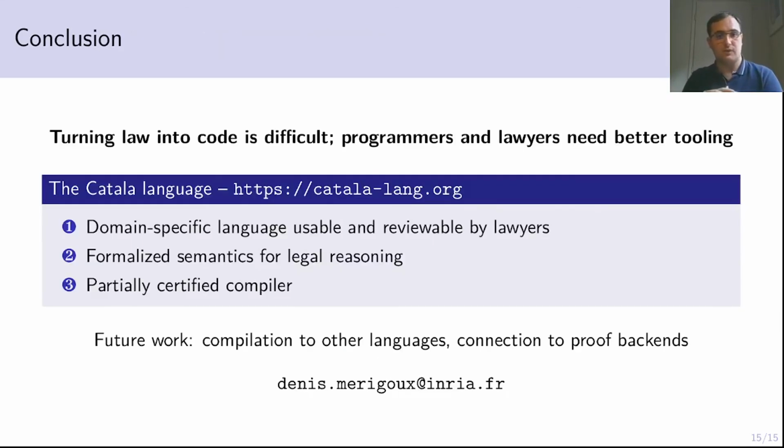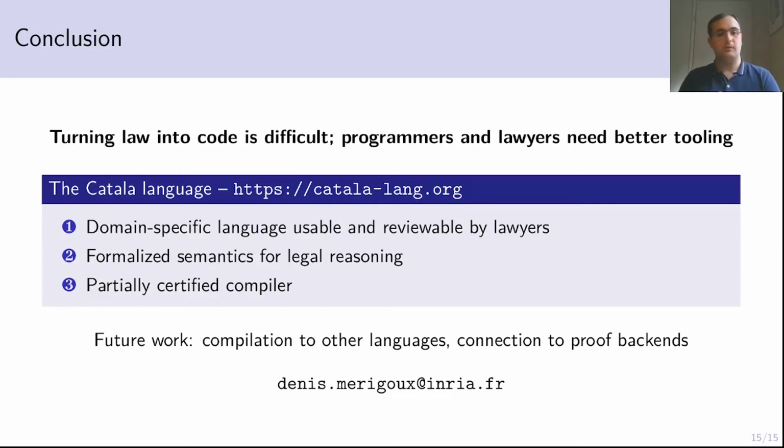In conclusion, turning law into code is difficult. Programmers and lawyers need better tooling to do that. To answer that problem, we developed the Kata language with three major contributions. It is a domain-specific language that is meant to be usable and reviewable by lawyers to ensure that the code is correct. It has formalized semantics that are adapted to legal reasoning, and that are based on the fabulous work of Sarah Lawsky. And third, we partially certified the compiler and thus raised the level of assurance that we have on our compilation toolchain, making it a robust toolchain that is amenable for production deployment.